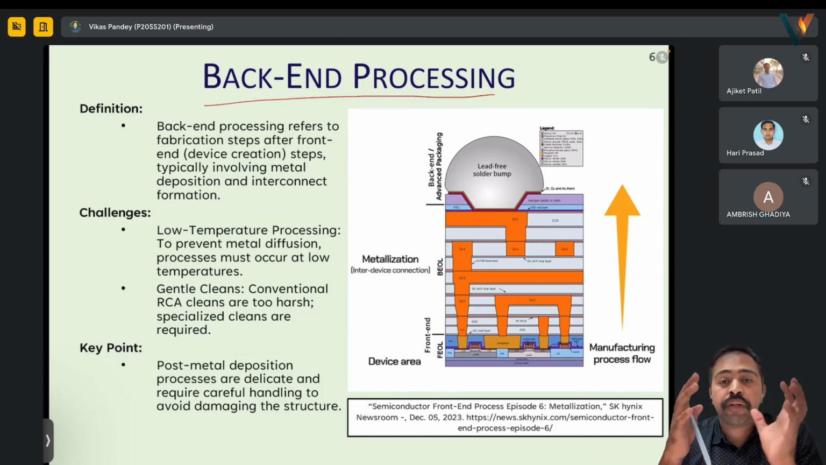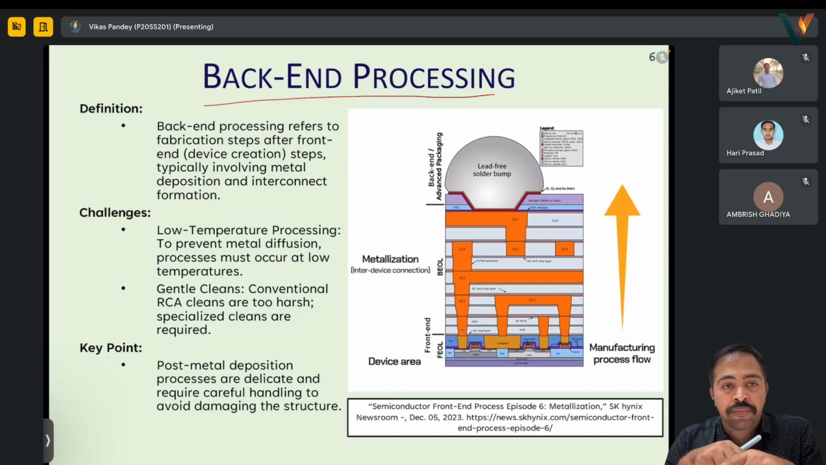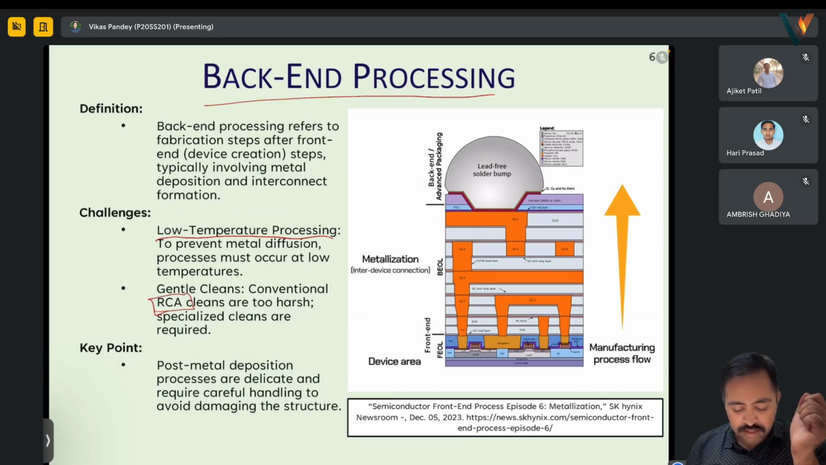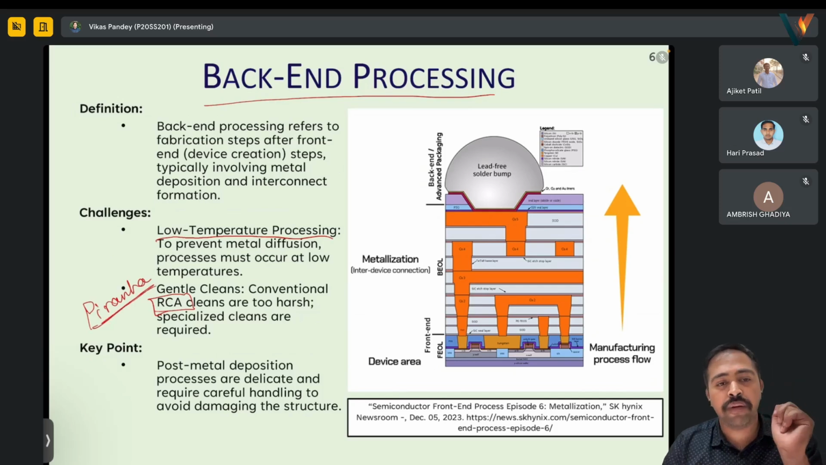But metal contacts and all these things are part of back-end processing. What are the challenges that we have to encounter? This whole process has to be done at low temperature to prevent metal diffusion. And we cannot use the cleaning methods that we have learned, that is RCA, piranha. They will etch everything. They are not good for metals.